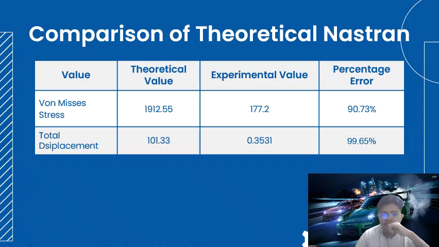So for von Mises stress, the theoretical value is stated at 1912.55, and the experimental value is 177.2. The percentage error is 90.73%. For total displacement, the theoretical value is 101.33. The experimental value is 0.3531 and the percentage error is 99.65%.